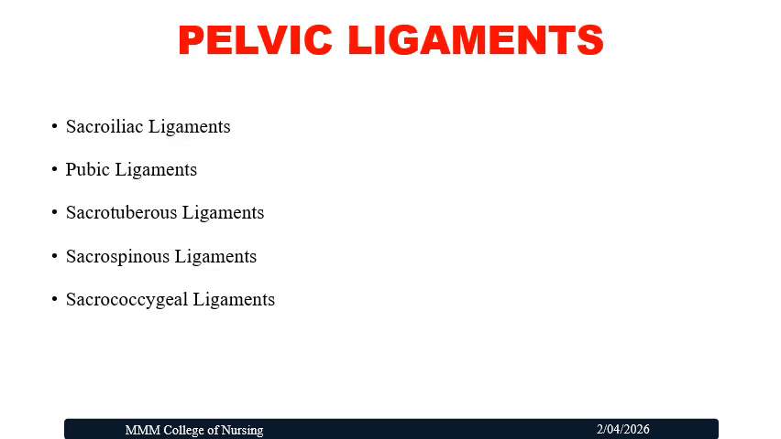Coming on to the pelvic ligaments, we have 5 important ligaments. Sacroiliac ligaments, which lie between the sacrum and the ilium; pubic ligaments, which lie between the pubis; then sacrotuberous ligaments, which lie between the sacrum and the ischial tuberosity. Next, the sacrospinous ligament, which lies between the sacrum and the ischial spine. The fifth one is the sacrococcygeal ligament, which lies between the sacrum and the coccyx.